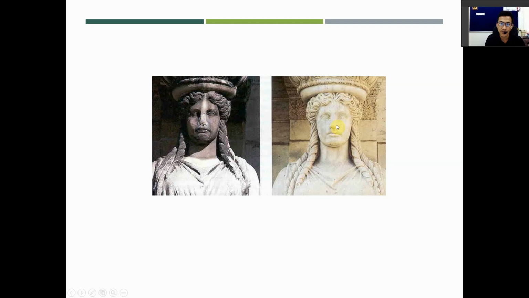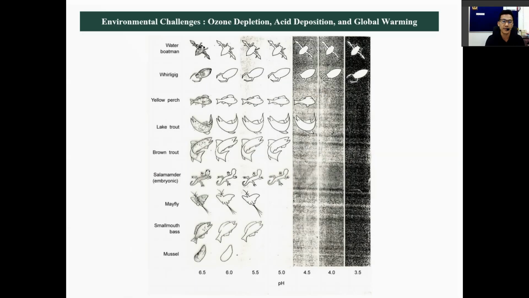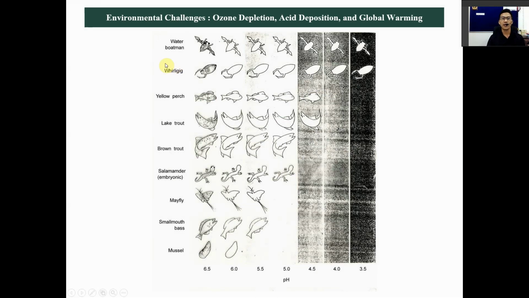See that? Compare with the past. After acid rain has a reaction with the calcium carbonate over here, it just destroys everything, including your housing, buildings, and every kind. Here you see the environmental challenges: you have ozone depletion, acid rain, and global warming. This is a part of it.